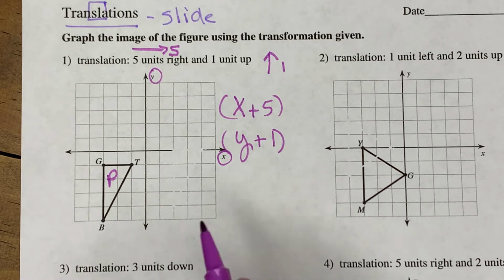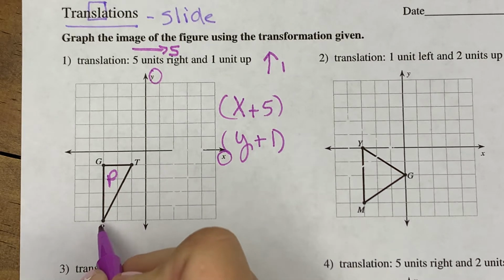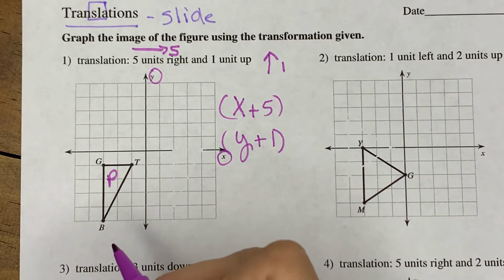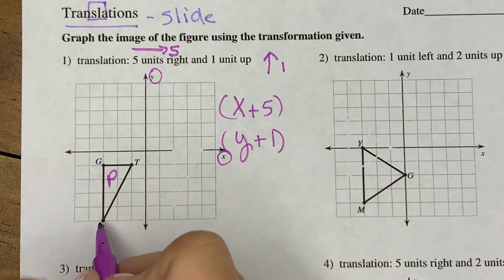So let's go ahead and move this triangle. I'm going to go ahead and start with B. It doesn't matter which point you start with because you're going to move them all. I'm just going to start with B. So I'm going to move B.